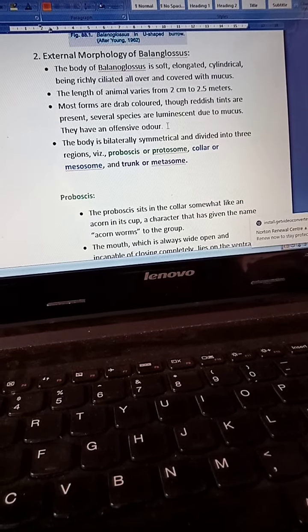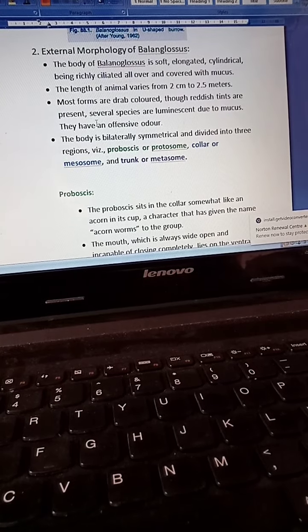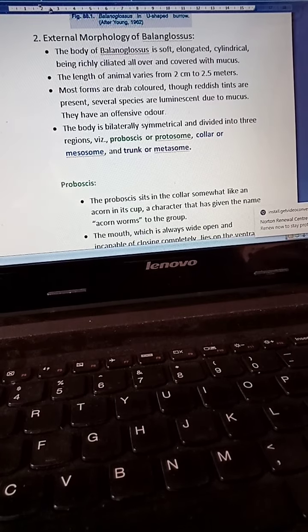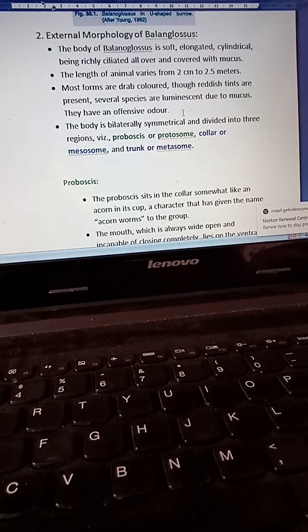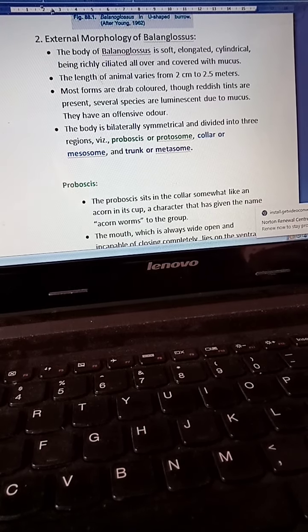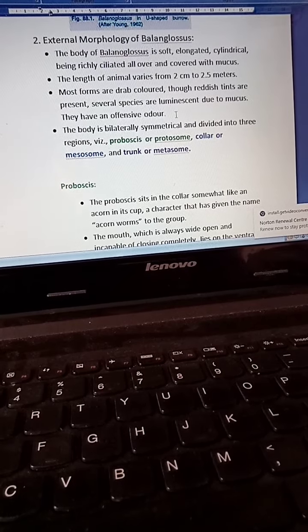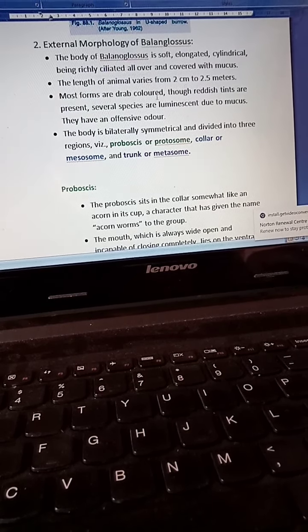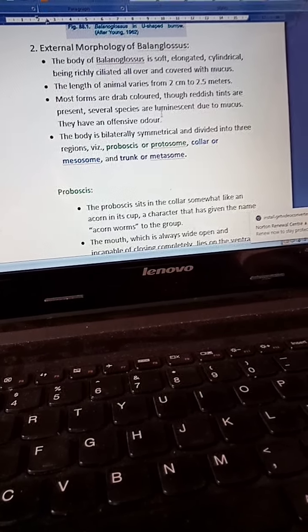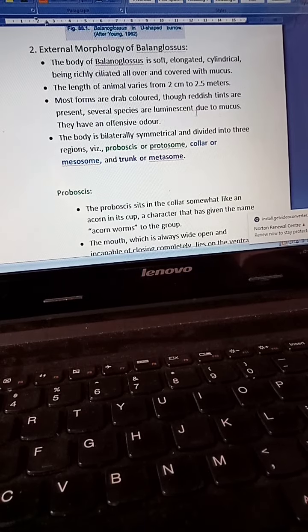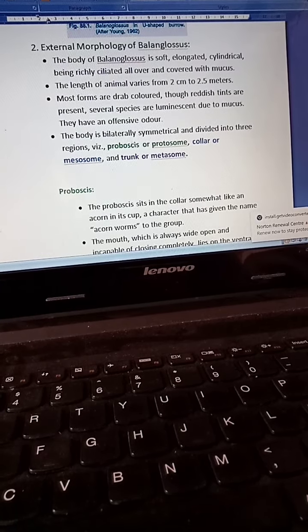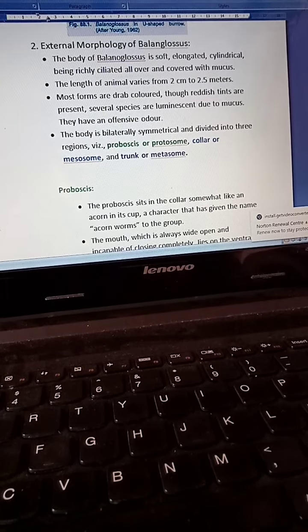Several species are luminescent. That means some of the species are luminescent. Luminescent means the emission of light. This emission of light takes place in the form of cold radiation. Cold radiation means that in the body the chemical reactions or electric energy will be released, and due to that the light is produced. That's why several species are luminescent due to mucus. They also have an offensive odor, so they will be smelling.